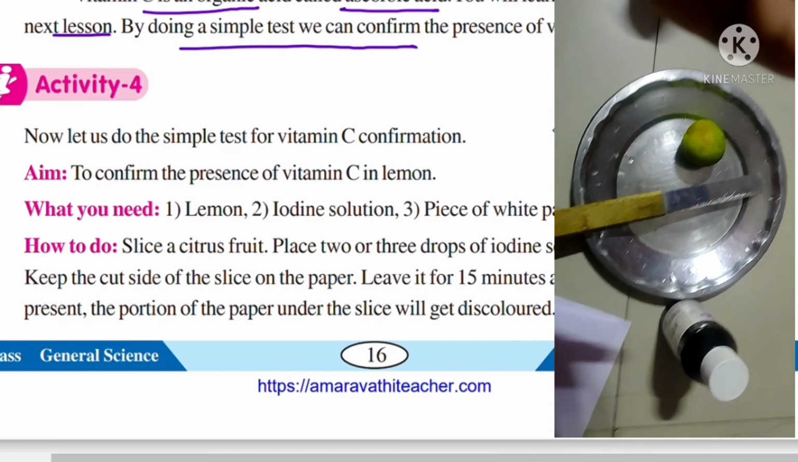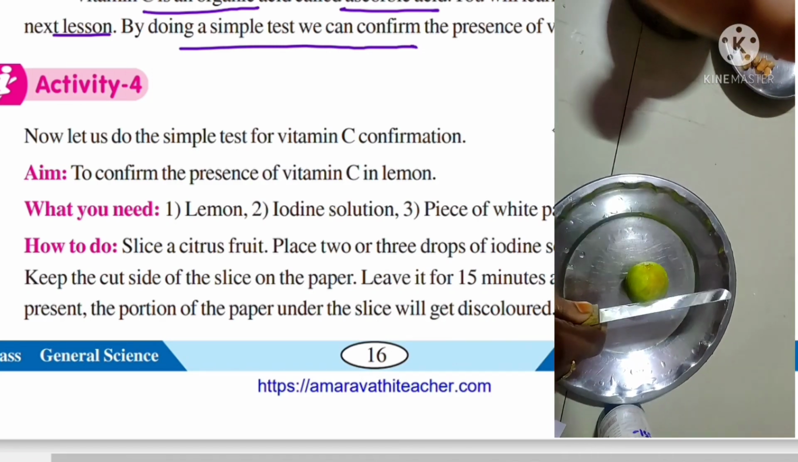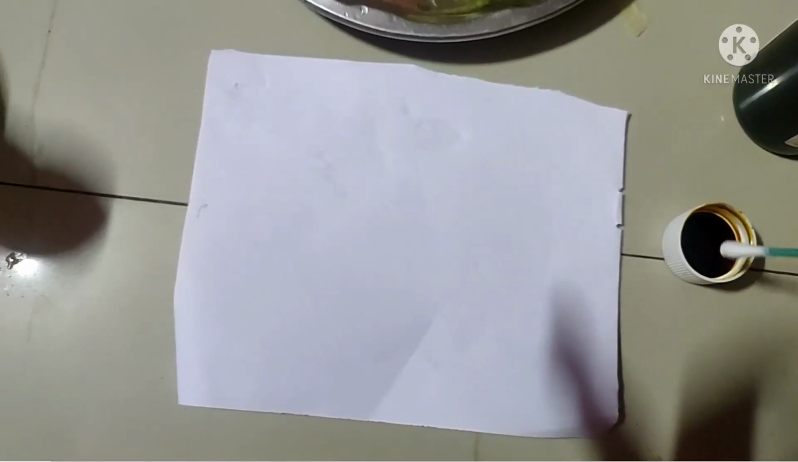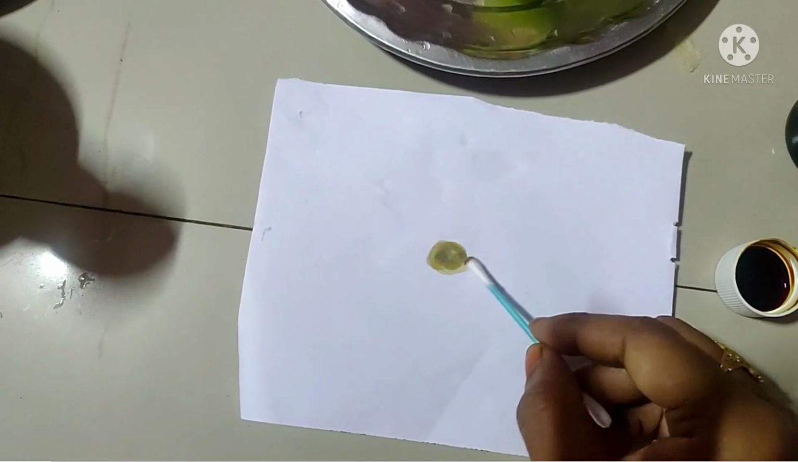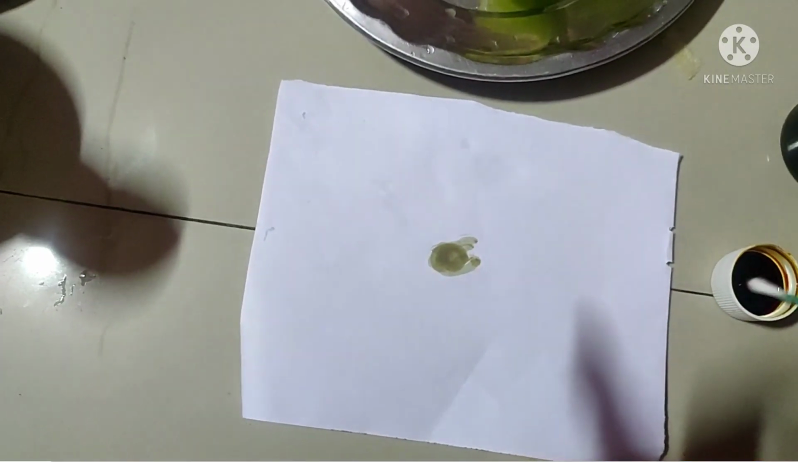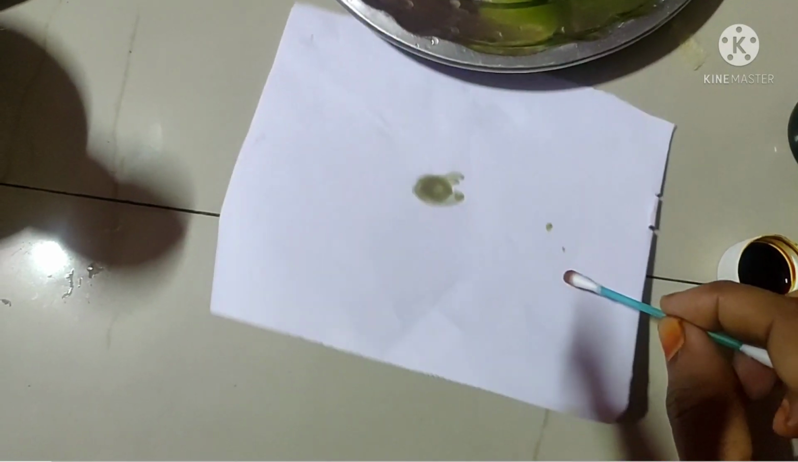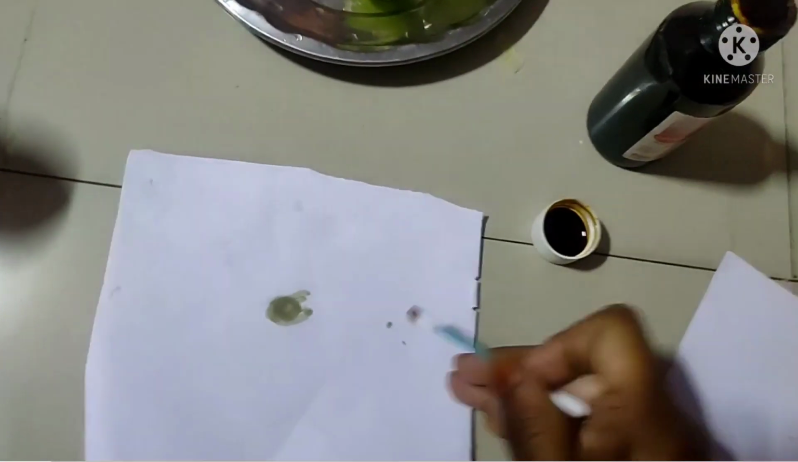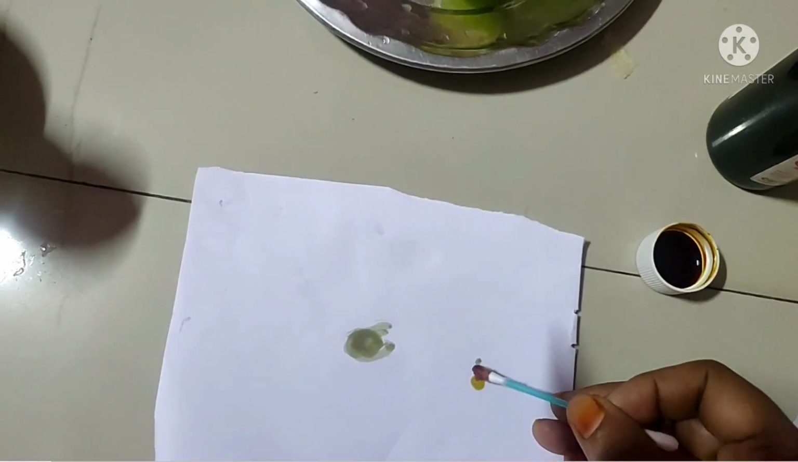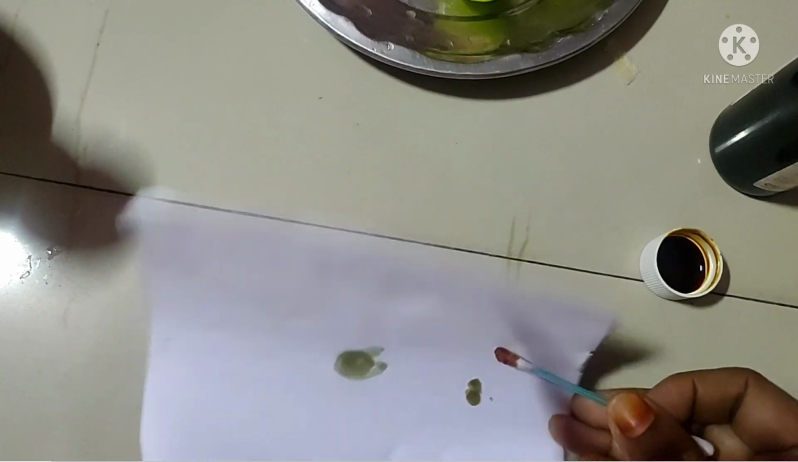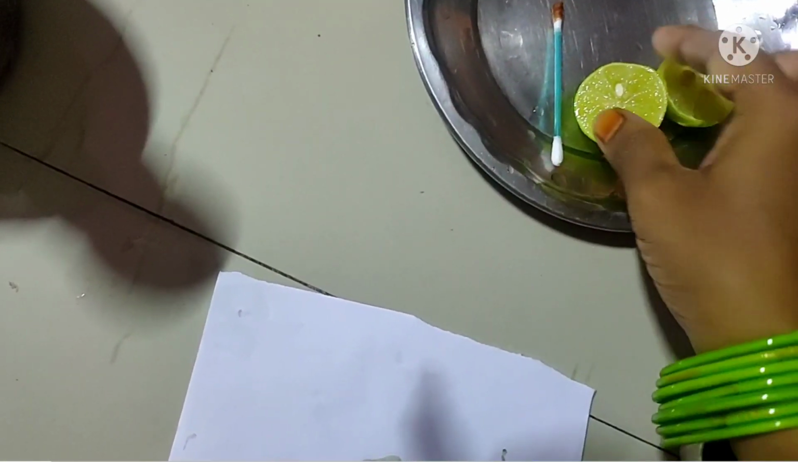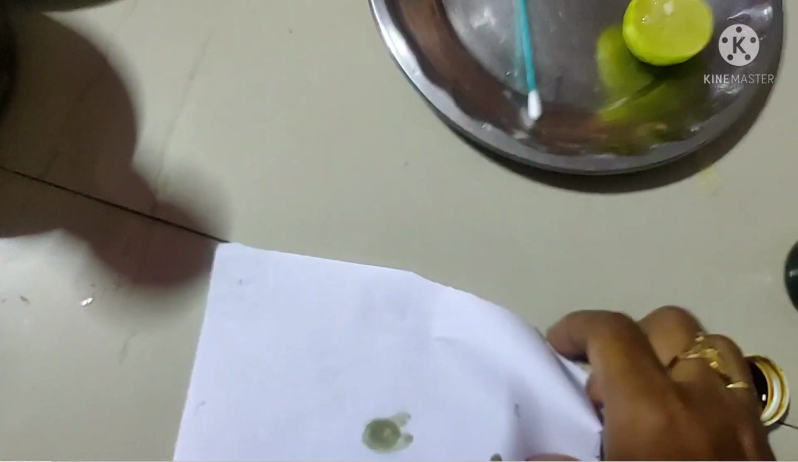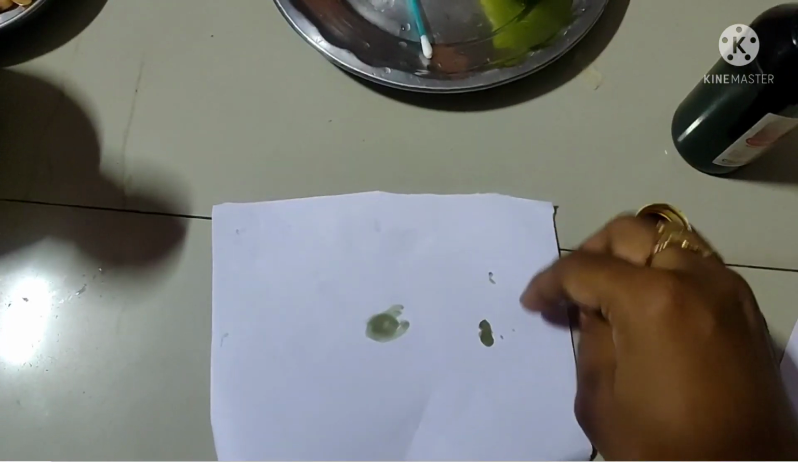So how to do it? Slice the citrus fruit, that means cut the citrus fruit or lemon fruit. Place 2 or 3 drops of the iodine solution on a piece of paper and keep the cut side of the slice on the paper. Leave it for 15 minutes and observe. If vitamin C is present, the portion of the paper under the slice will get discolored. That means it changes its color.